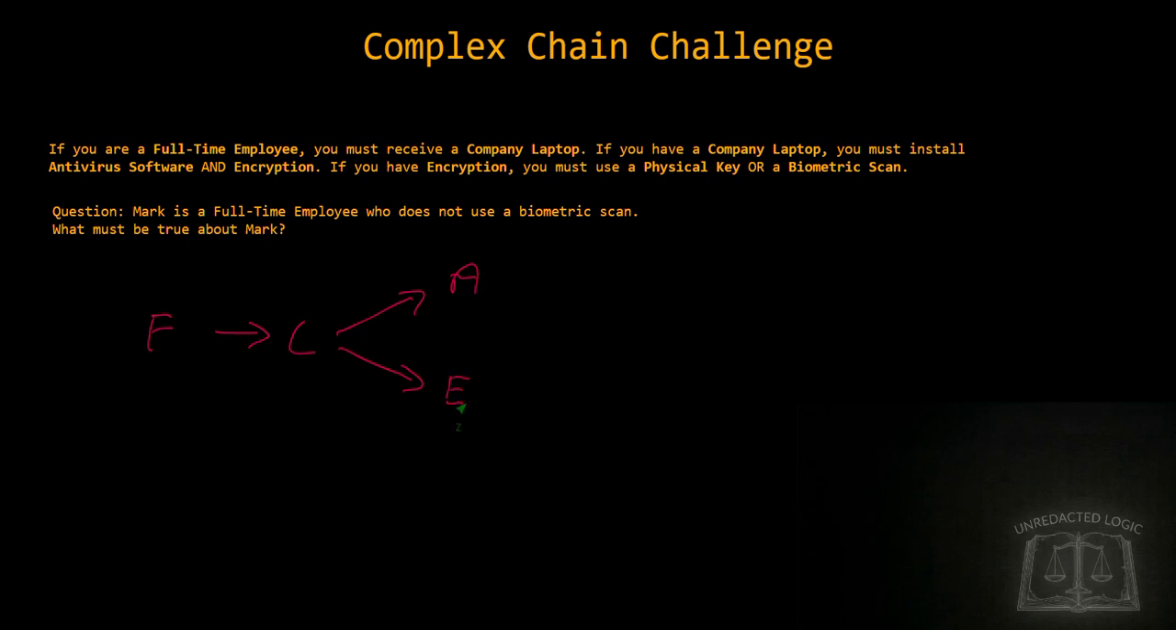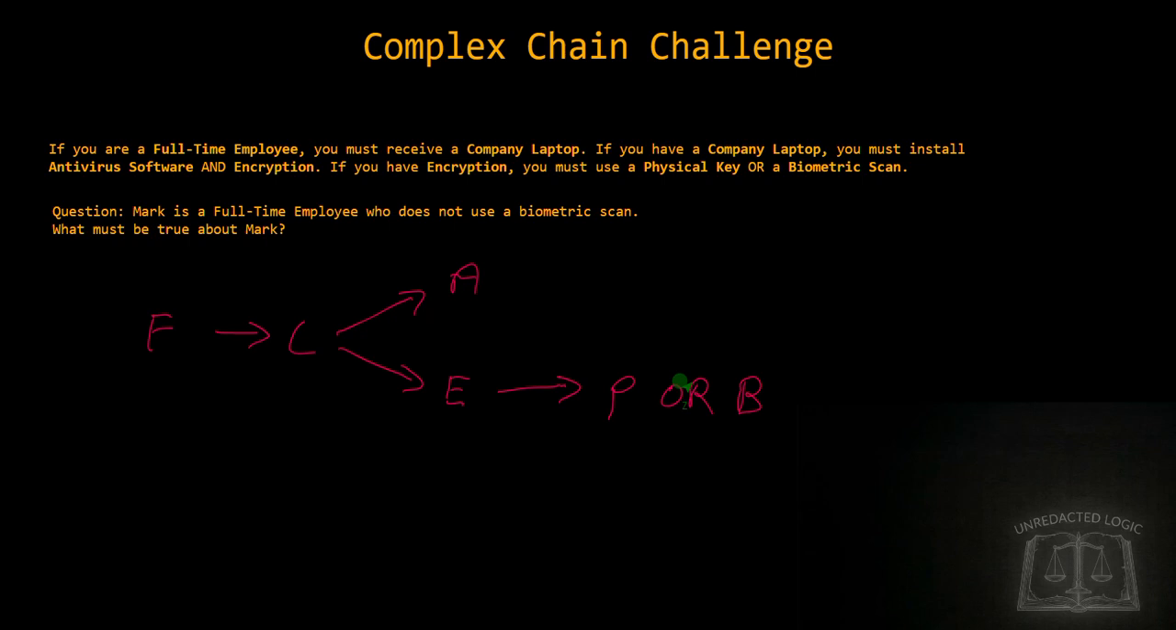If you have encryption, you must use a physical key or a biometric scan. So I'll use P for physical key, or in the necessary, you do need to write the word or. You have to use one arrow here. So we have physical key or biometric scan. I'll use a B for that. Okay. So with this conditional here, which was sentence 2, we had an and in the necessary condition. We diagrammed that with 2 arrows. And in sentence 3, we had an or in the necessary condition. And that is diagrammed with 1 arrow.